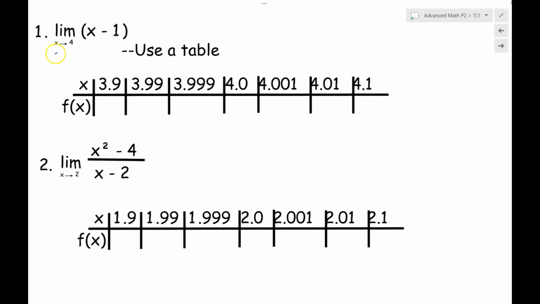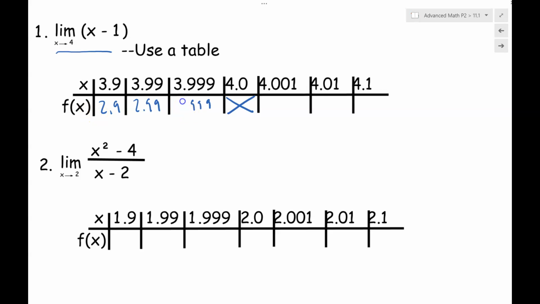This says the limit as x approaches 4 of x minus 1. All right, so I'm trying to figure out what I'm getting closer to. So real practical, I'm just going to plug in a table. 3.9 minus 1 is 2.9. 3.99 is 2.99. 3.999. Technically, I don't really want to know what happens at 4. We'll get to that in a minute. I'm asking as I get closer.